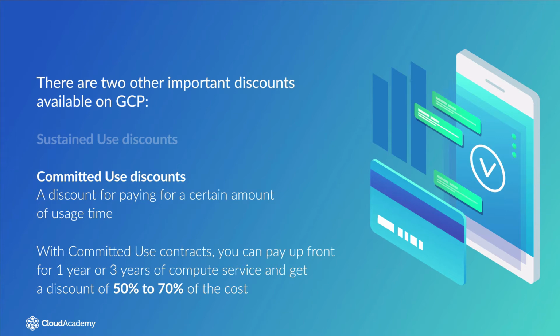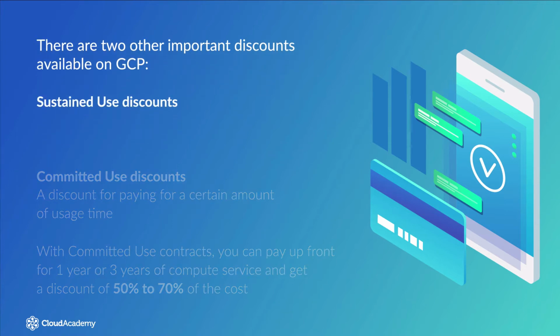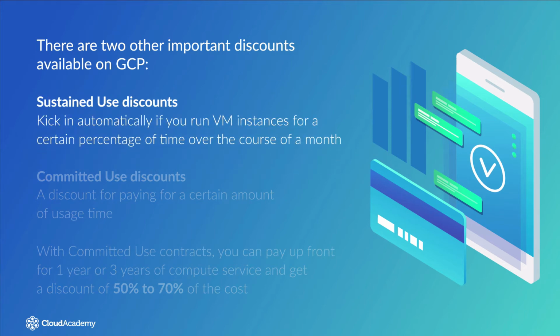On top of that, there's also something called a sustained use discount. Sustained use discounts kick in automatically if you run a VM instance for a certain percentage of time over the course of a month. For example, you can get a price cut of around 10% if you run an instance for more than 25% of the month. And if you run that same instance for 100% of the month with no break, you can get up to a 30% discount in the cost.